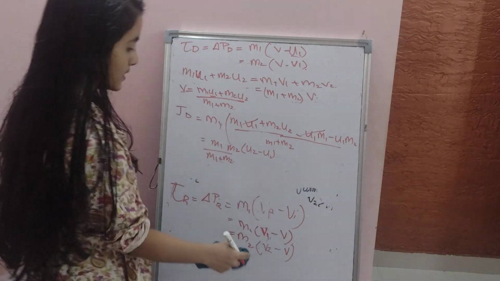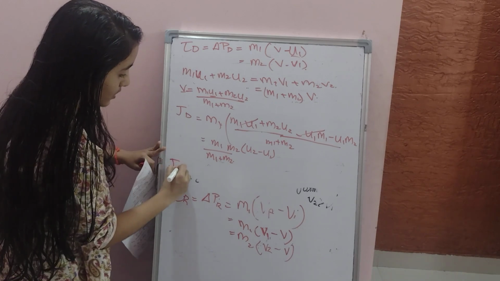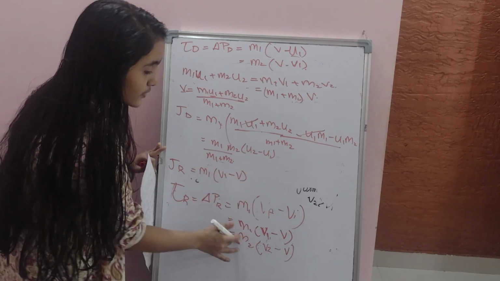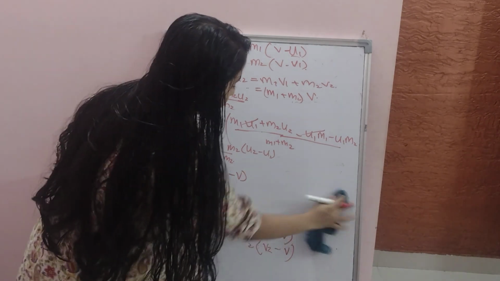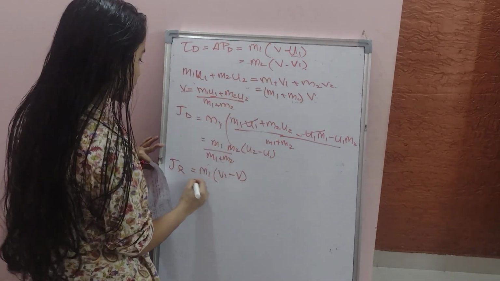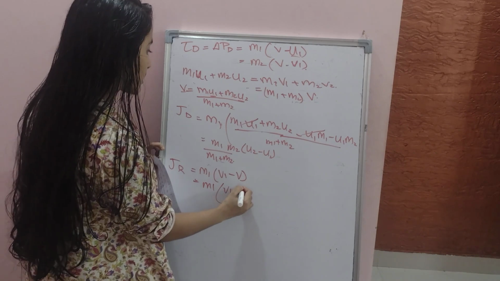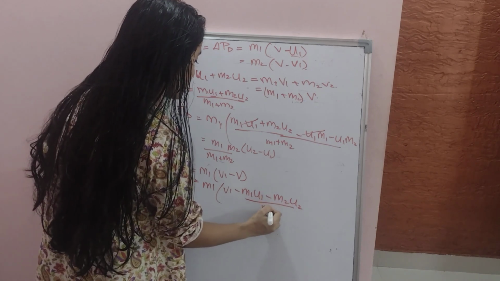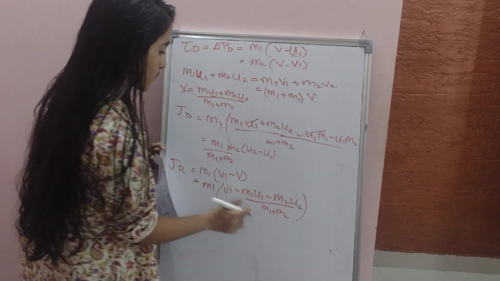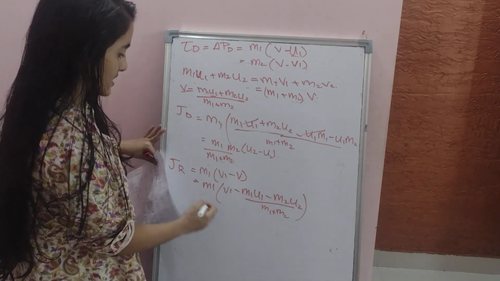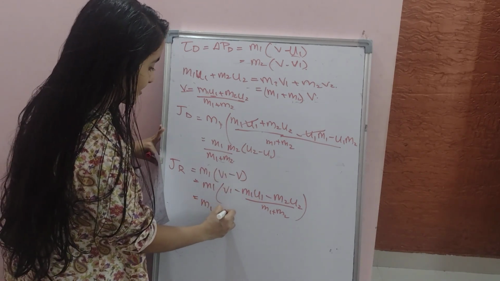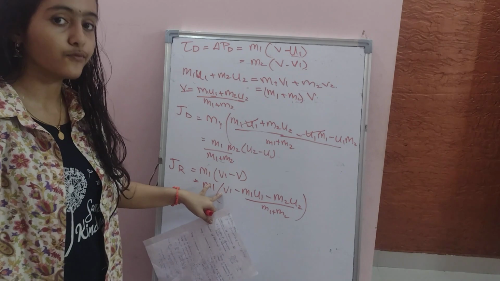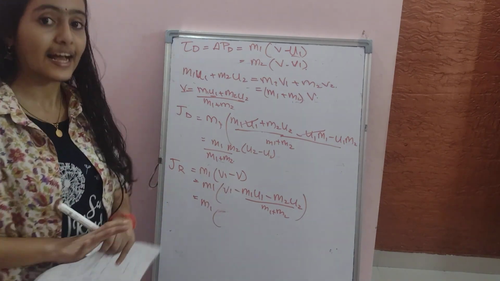Now the impulse of reformation. We got JR is equal to, we write in terms of M1 into V1 minus V. That is what we got here, right? Now we substitute the value of V here also. M1 into V1 minus (M1 U1 minus M2 U2) divided by M1 plus M2, cross multiplying. We cannot cancel, right? Here what is the speciality? Here we are having V1. So if we do like this, we cannot cancel out, right?